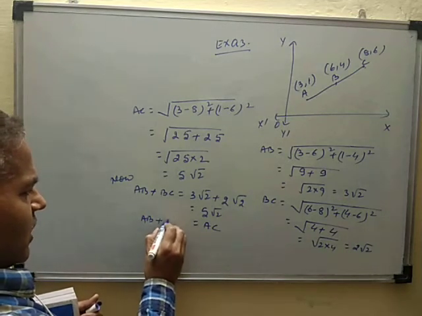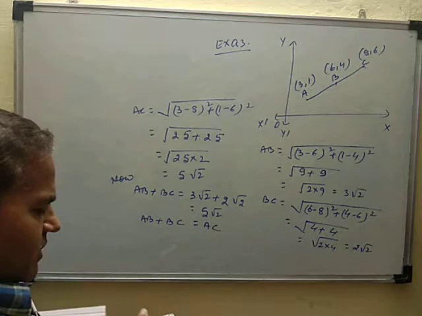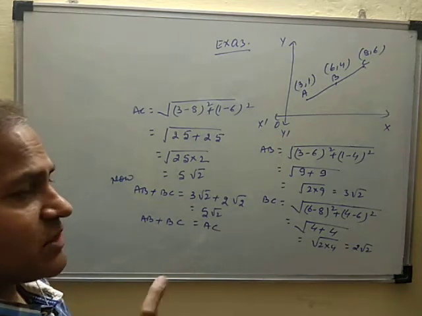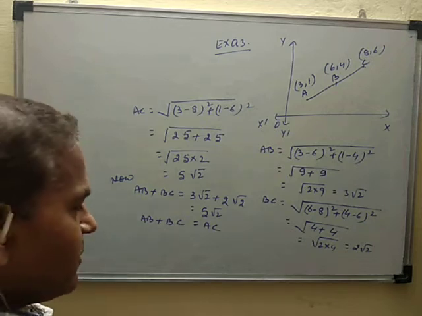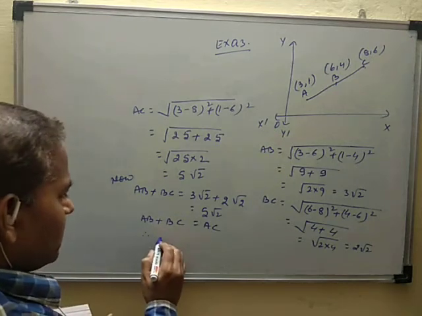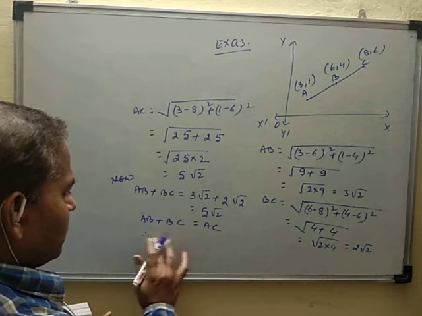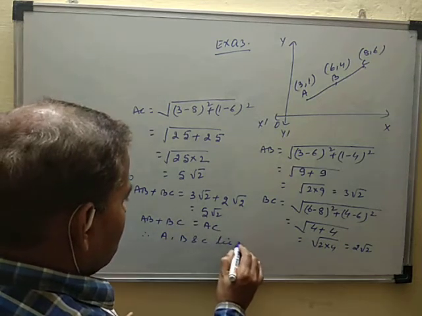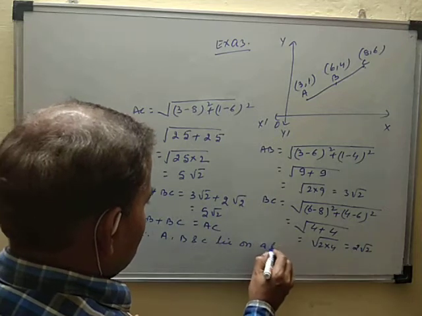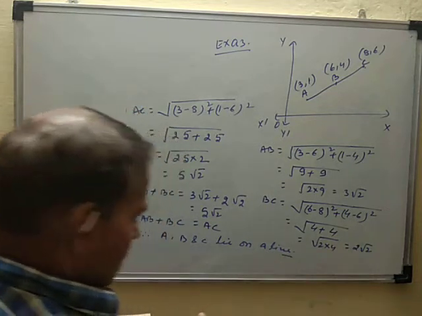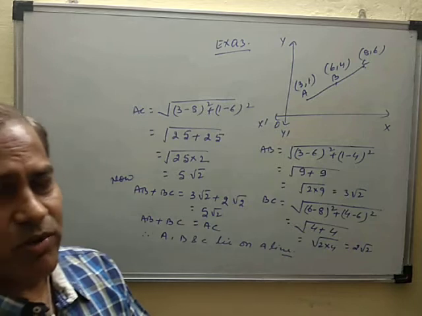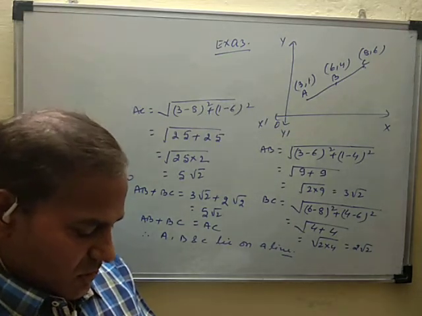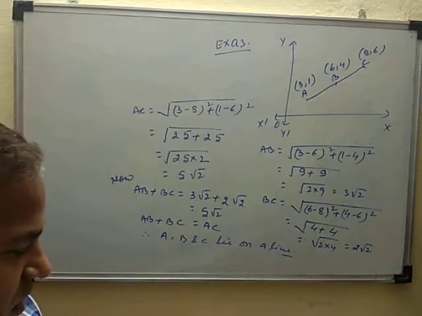So AB plus BC is equal to AC. Therefore ABC lie on a line. Therefore A, B and C lie on a line. That is 3 point कोलिनियर का भी फॉर्मूला हो गया प्रूफ करने का. So all these 3 students lie on a line.